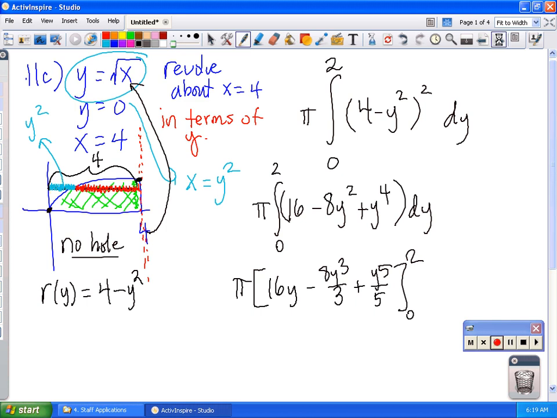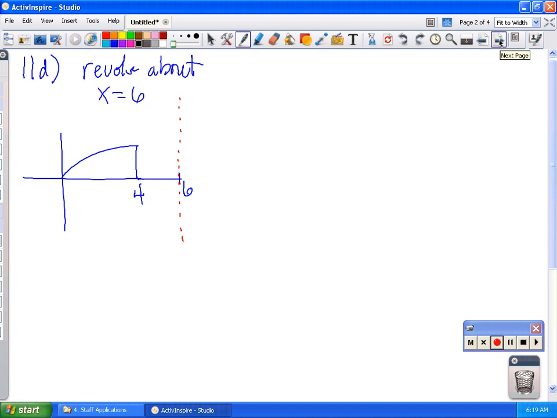All right, let's take a look at 11D. It is the same region, the same functions, y equal to the square root of x, x equal to 4, x equal to 0.